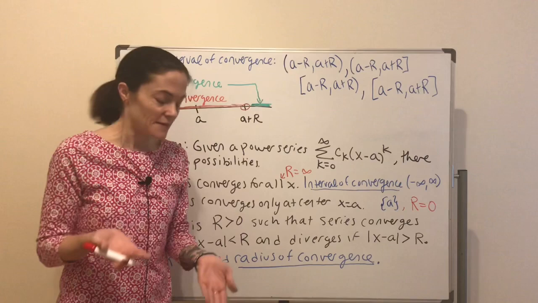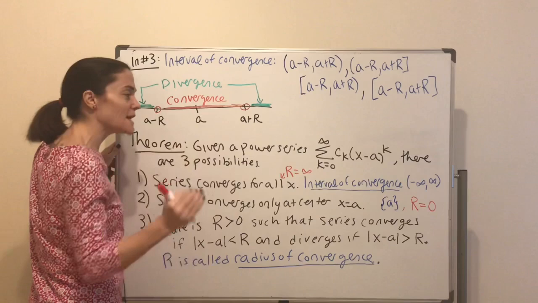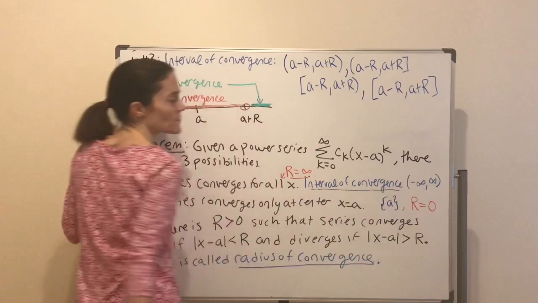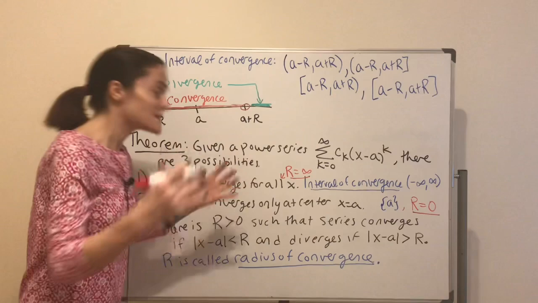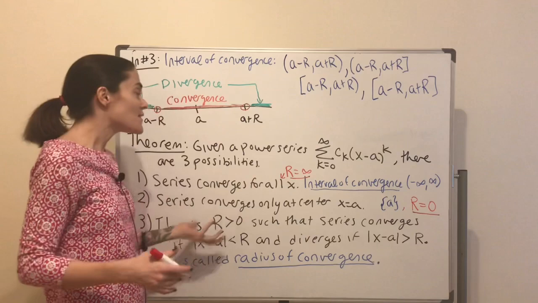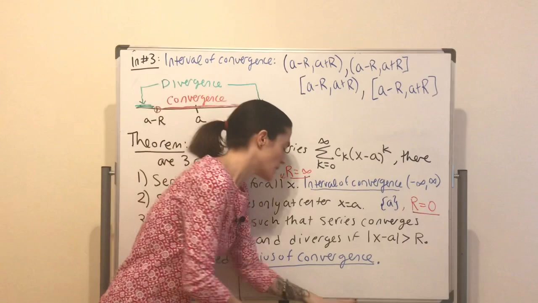And so if you have a question that asks you for the radius and interval of convergence, well, if you get this case, R is infinity, you immediately know the interval. If you get R is zero, immediately you know the interval. But quite often, you get this capital R bigger than zero, which is a number. Then you have something to check, the endpoints. Okay, and these are the only possibilities of how power series can converge.